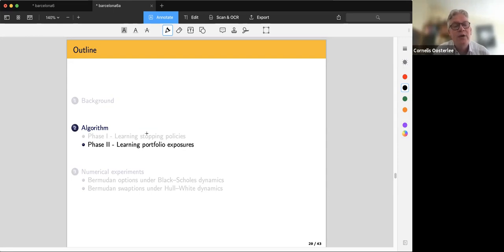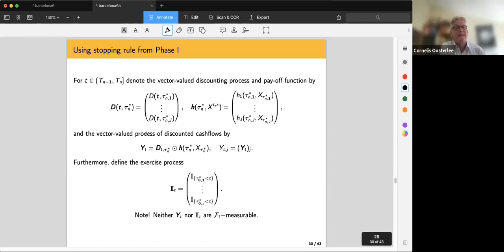Phase 2 is we learn the portfolio exposures. So that is basically we learn a regression. So we have vectors for t in T_{n-1}, T_n. We have vector-valued discount processes, J of them, right? For the J values in the portfolio, it's the discount from t to tau star. And we use the tau star from before, from phase 1. So we use the stopping rule from phase 1.